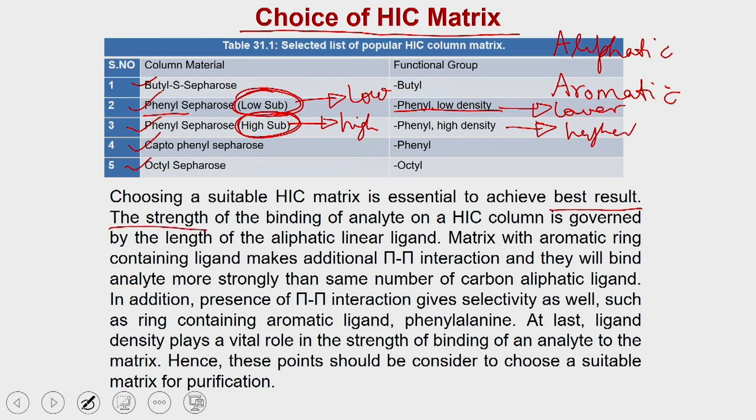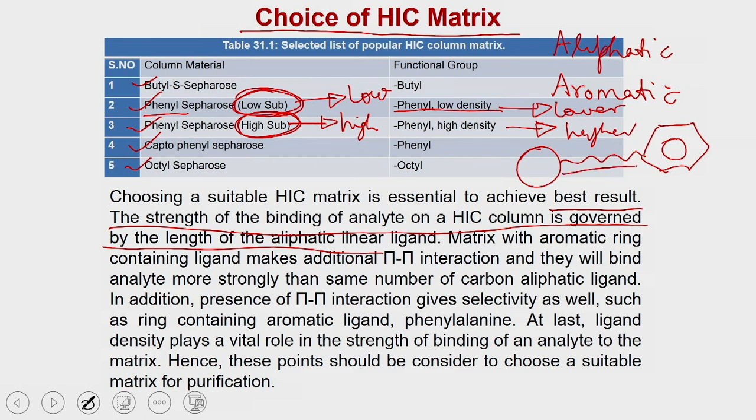The strength of the binding of the analyte is governed by two factors. One is what ligand you are using for interactions, and the other is the chain length you are using, because if you increase the chain length you are giving more flexibility for the ligand to interact with the inner core hydrophobic groups present on the proteins. So the chain length, suppose this is a bead, and this is your HIC matrix.